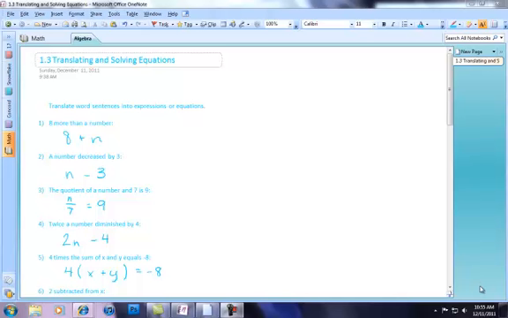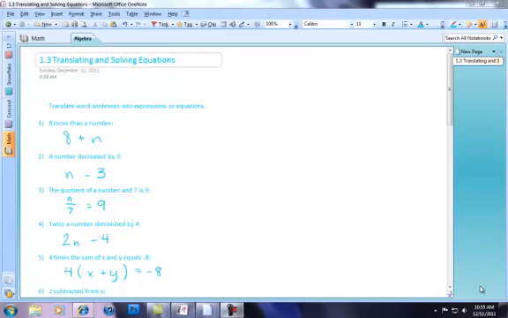Today we'll be learning Chapter 1, Lesson 3, Translating and Solving Equations. I've already taken my time to write out most of the examples. First, we need to translate word sentences into expressions or equations.